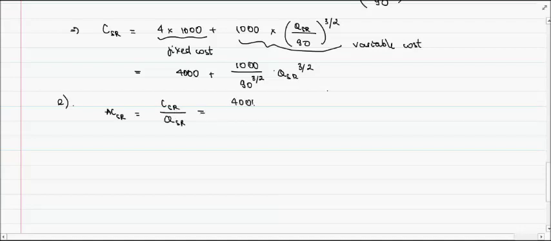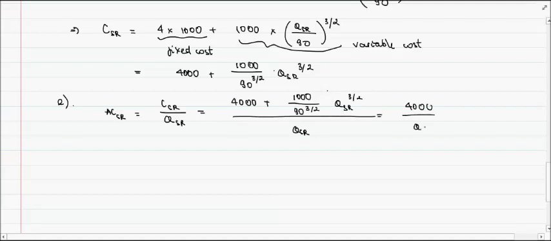So I have 4,000 plus 1,000 times Q on 90, everything to the power 3 on 2, and everything divided by the total quantity Q. So that will just give me 4,000 on Q plus 1,000 times 1 on 90 to the power 3 on 2, and Q to the power 3 on 2 divided by Q is going to give me Q to the power 1 on 2. Okay, now average variable cost.